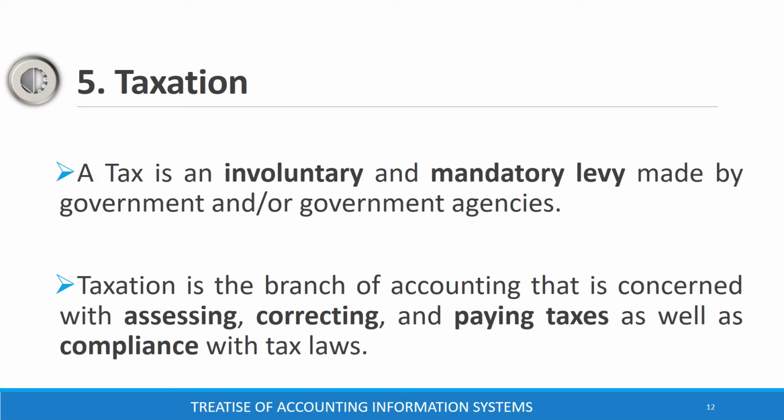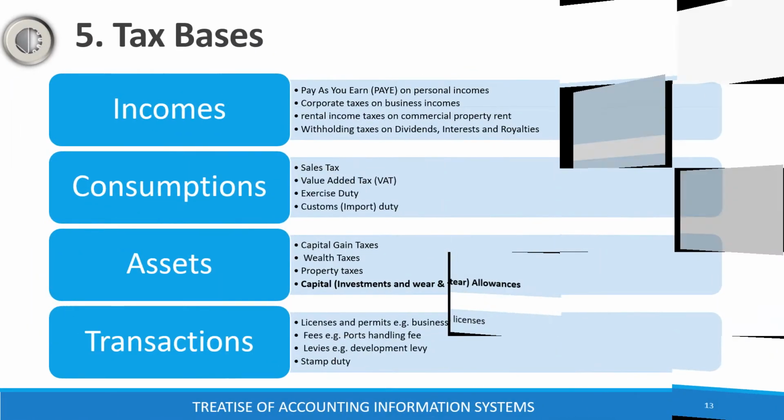The fifth branch of accounting is taxation. A tax is an involuntary and mandatory levy made by government and government agencies. Taxation is therefore the branch of accounting that is concerned with assessing, correcting, and paying taxes as well as compliance with tax rules.